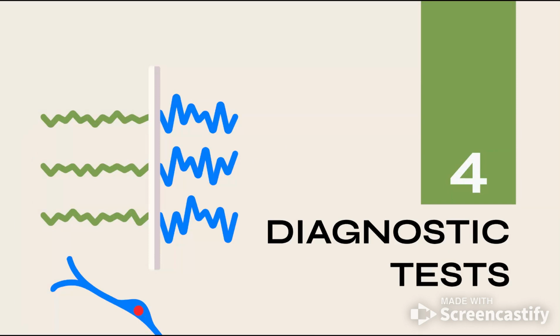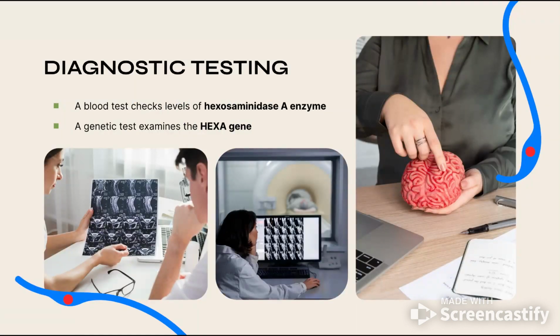Diagnostic tests. Some ways to test for Tay-Sachs is through a blood test, which checks the level of the hexosaminidase A enzyme, which is usually low or absent in Tay-Sachs. A genetic test can also be used to examine the HEXA gene because this condition is inherited in an autosomal recessive pattern, which means that both copies of the gene in each cell have variants.